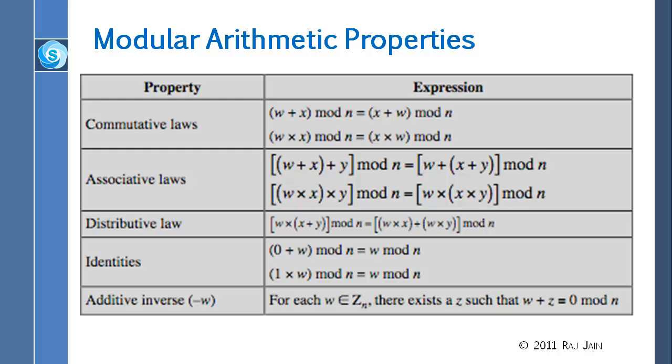There are identities. There is an additive identity, which is 0. When you add 0, the number doesn't change. When you multiply by 1, the number doesn't change. So 1 is the multiplicative identity, 0 is the additive identity. And there could be an additive inverse, where the sum is 0, and a multiplicative inverse, where the product is 1. Actually, in both cases, the result of the operation is equal to the identity.